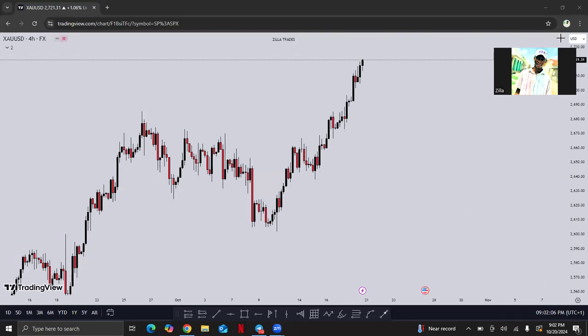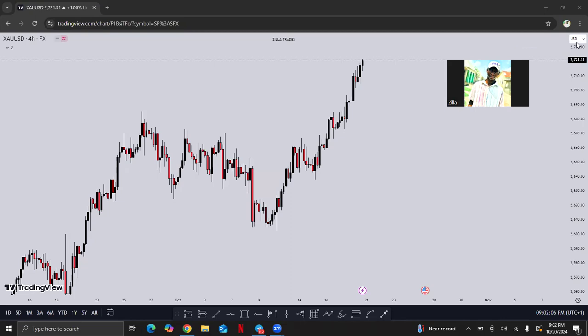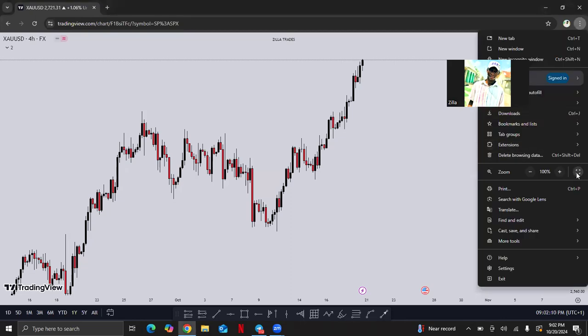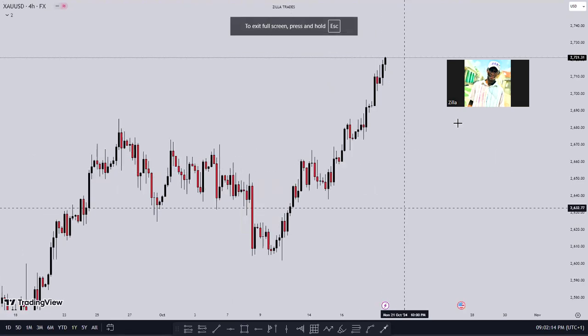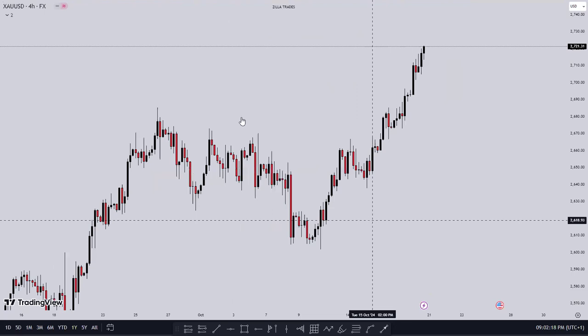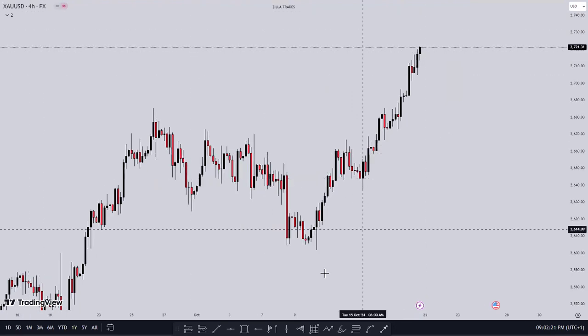So let's do a quick breakdown on gold, guys. Before anything else. Although nobody's in the Zoom right now, so I'll just continue anyway. So gold, this is the 4 hours time frame. Gold is currently bullish, as you all know.